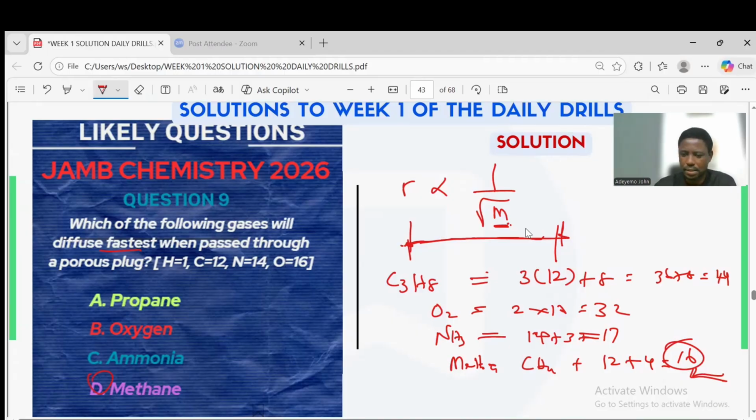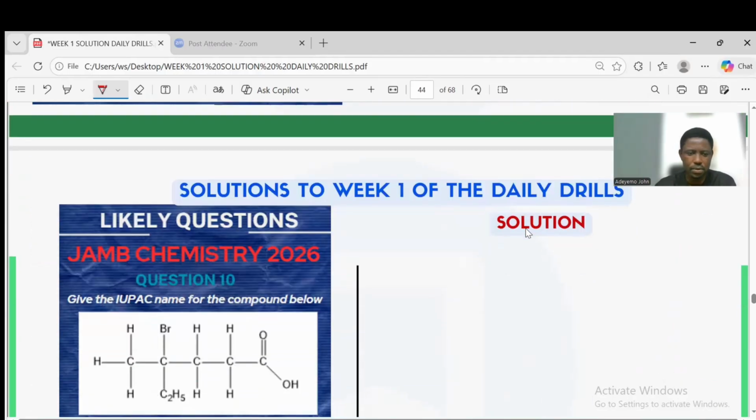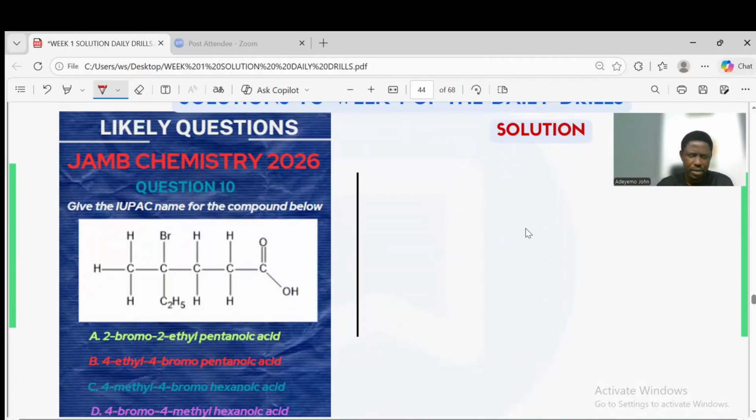We're getting closer to the end of the show. Question 10, give the IUPAC name for the compound below. Because of this COOH group, that makes it a carboxylic acid. Let's see how many carbons. The functional group carbon is the first carbon. 1, 2, 3, 4, 5. From there I can also go 1, 2.